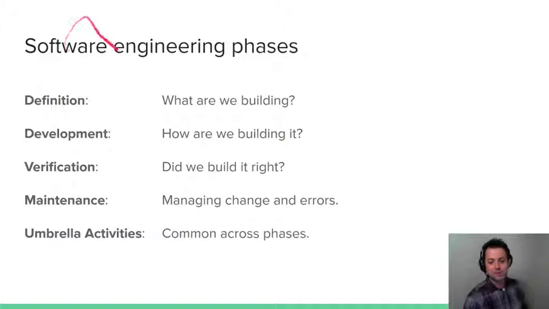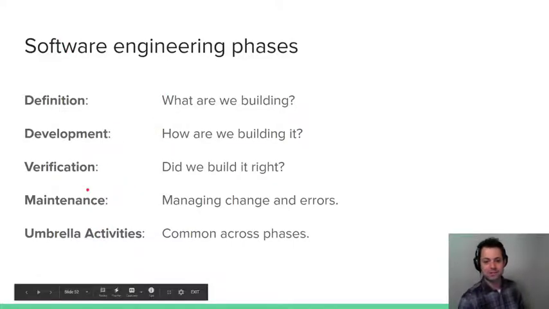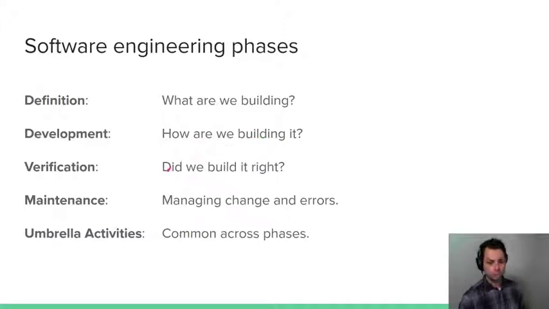Okay, so here are the common aspects of software engineering. Okay, what are we building? How are we going to do it? Did we do it right? How do we maintain it? Fix problems that we introduced during any of these prior phases? And then we have a bunch of kind of overhanging procedural activities that we have to do along with these.